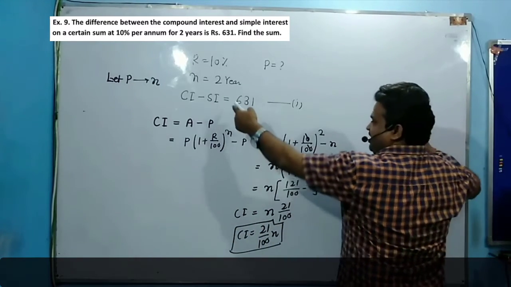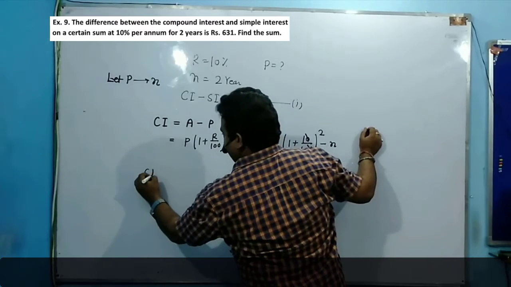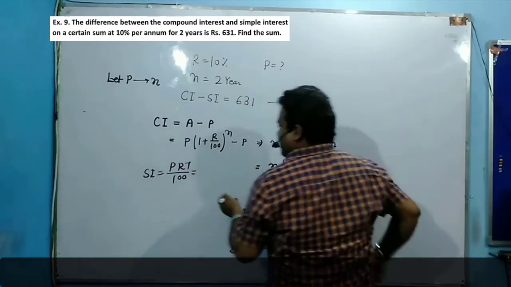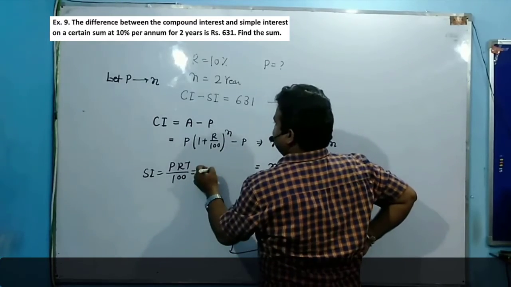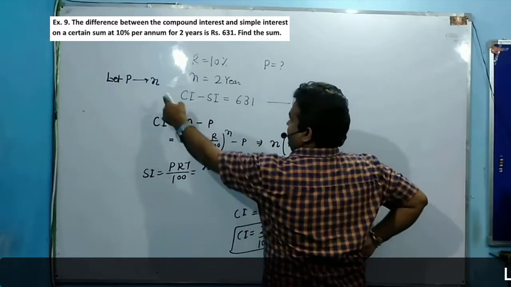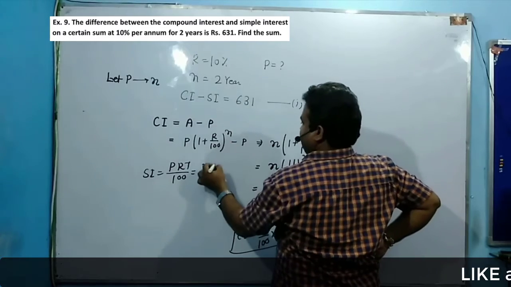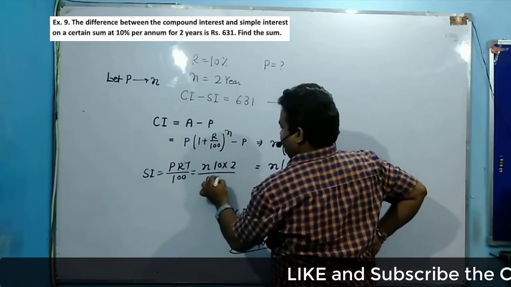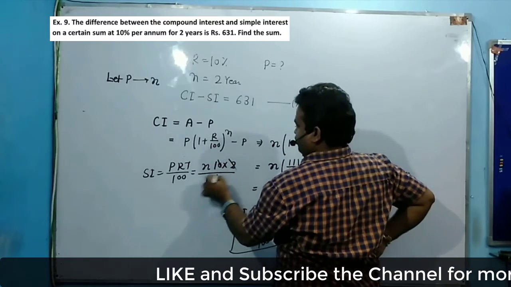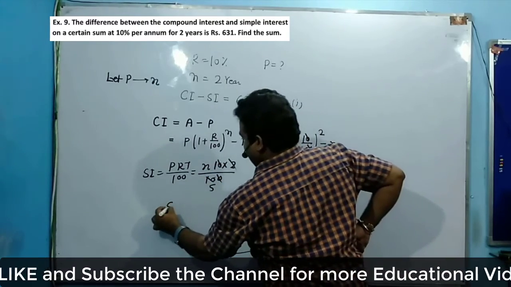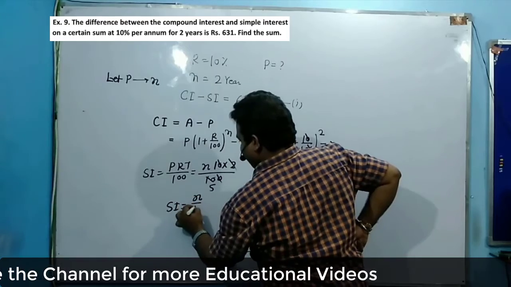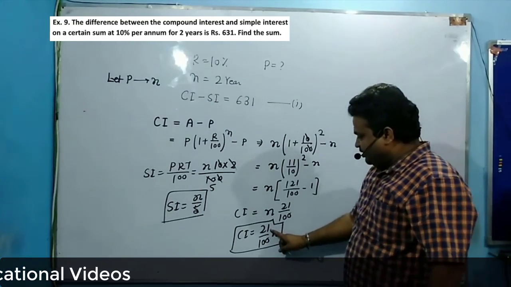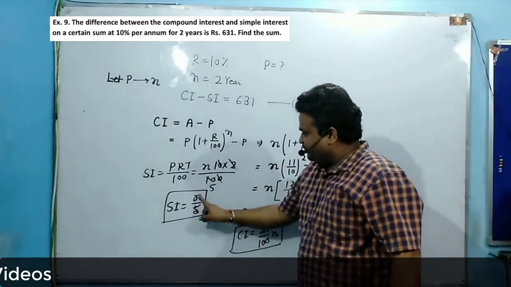Now what is my SI value? SI value is PRT divided by 100. So PRT divided by 100 means P value is x, R value is 10, T value is 2 here, divided by 100. So this zero gone. 2 fives are 10. So SI value is x by 5. So now you know your CI value is 21 by 100 x, and SI value is x by 5.